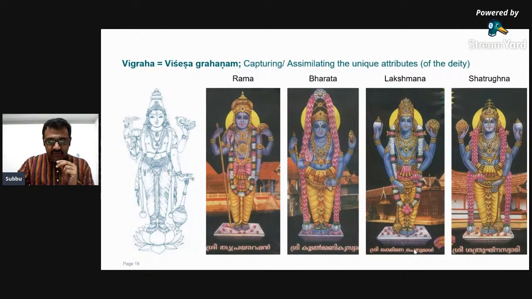Like we said, in Guruvayur also it's a Chaturbhuja Vigraham. Lakshmana and Shatrughna are also Chaturbhuja Vigrahams. They are also having Shankha Chakra Gada Padmam. The Guruvayur idol also has Shankha Chakra Gada Padmam. Then how do you differentiate? How do you say that that is Krishna and this is Lakshmana and this is Shatrughna?